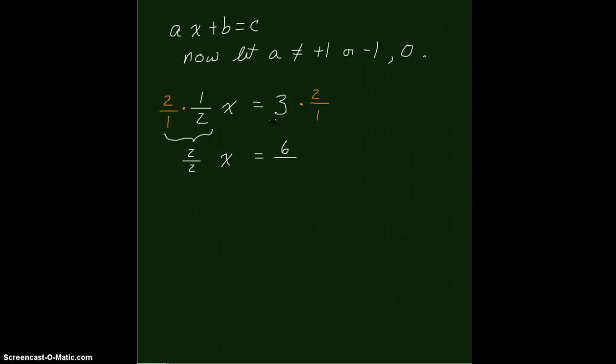Remember this 3 is over 1. So I get 6 over 1. But this is the same as 1x, 1 times x, and that's just 6. And normally we don't write the 1, we just write x is equal to 6. So my solution set in this case is the number 6.